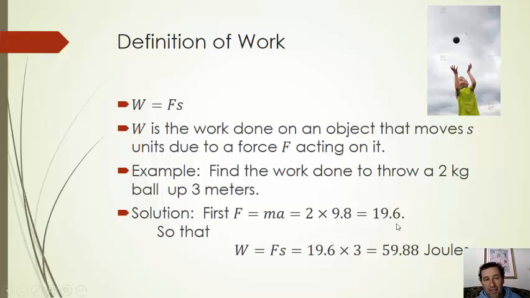Now we can put this together and find the work done. The work done to throw a 2-kilogram ball up 3 meters will be the 19.6, that's the amount of force, times the 3 meters, that's the distance. If I multiply that out, I get 58.8, and the units that you use for work are joules. So that was pretty easy. All you had to do was multiplication.